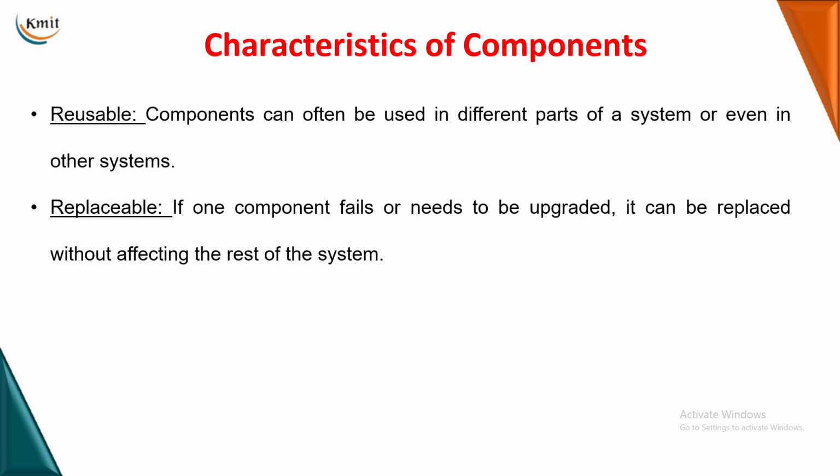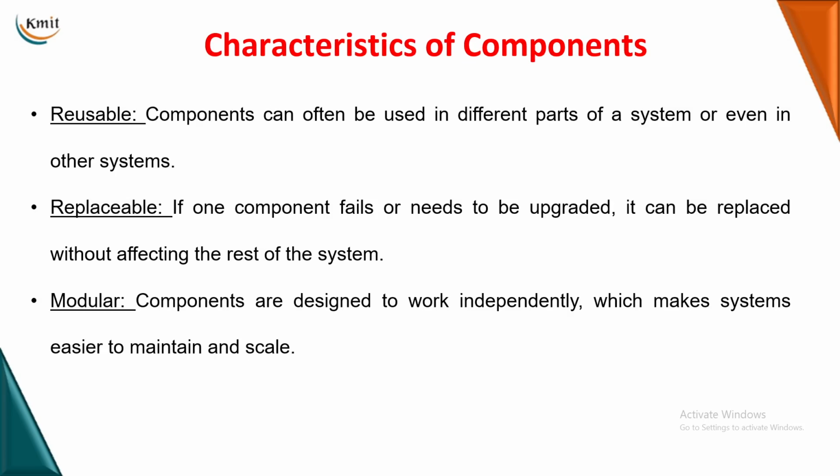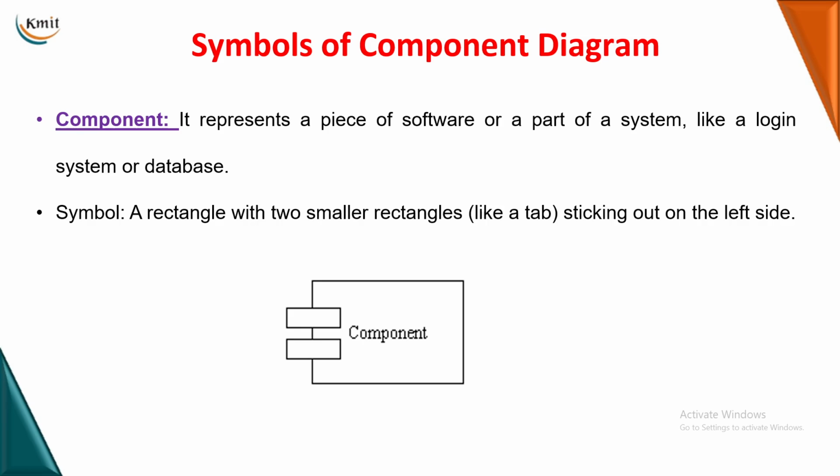Okay, so how do you identify a component? Every component that you are trying to get out of your particular system must be reusable, replaceable, and modular. If any part of the system that you are developing has these three characteristics, then that becomes a component. Okay, now let us see what are the various symbols we have for this particular component diagram.